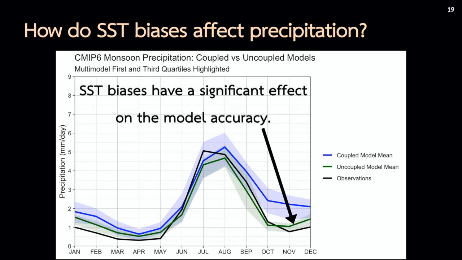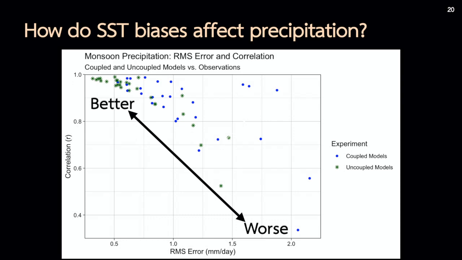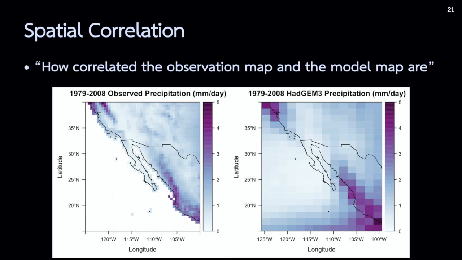Now let's look closer. In this plot, each dot represents a climate model. The x and y axes are statistics that represent how accurate the models are. The x-axis is the error, the y-axis is the correlation. There's a lot of green dots towards the top left compared to the blue, which means the uncoupled models are more accurate in general. Moreover, I use another statistical test to support this claim.